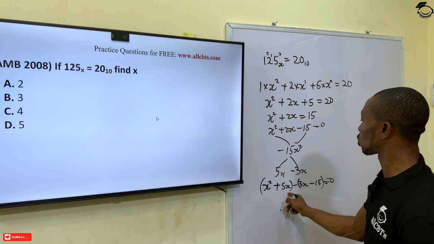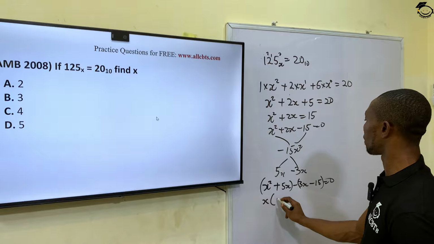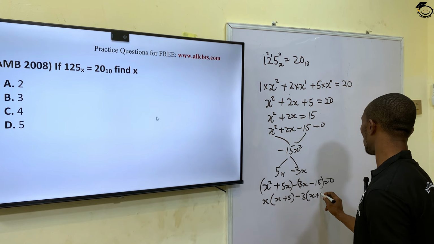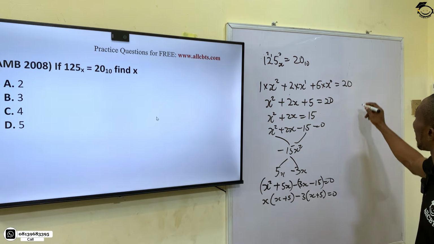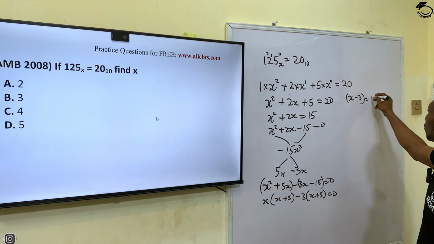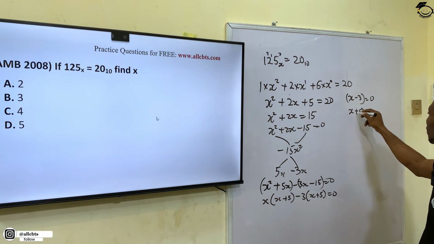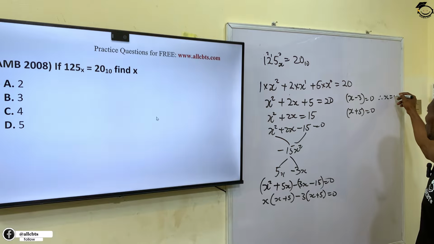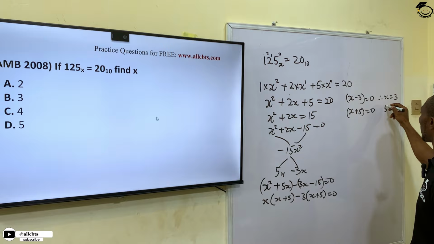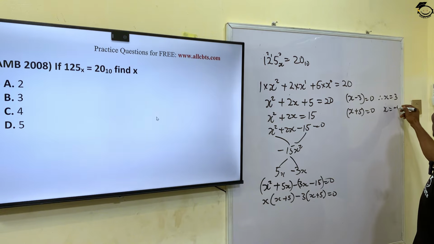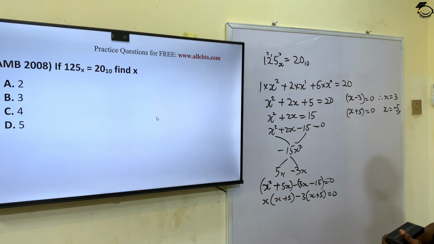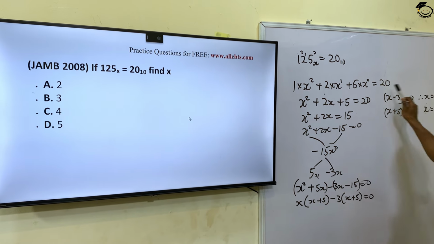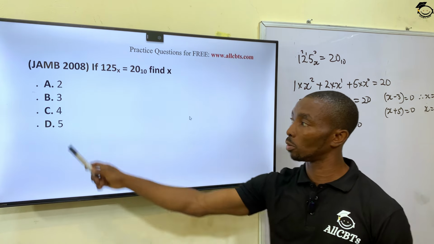Grouping these two, what's common here? x brackets x plus 5, and what's common here is minus 3 brackets x plus 5 equals 0. So we have x minus 3 equals 0 and x plus 5 equals 0. So from here, we can say that the value of x equals 3 and the value of x equals minus 5. Now, since our base can't be negative, the only valid answer here would be x equals 3, which is our option B.